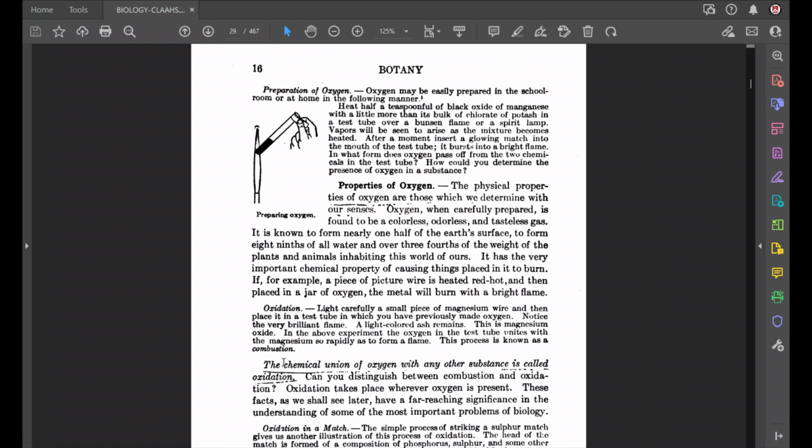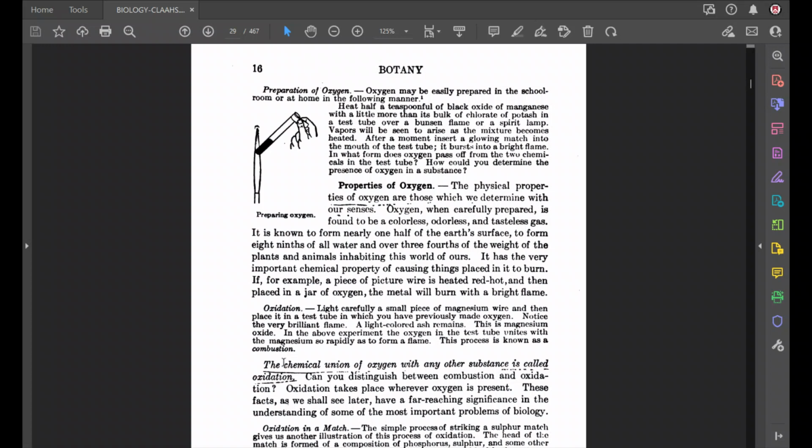It is known to form nearly half of the Earth's surface. It is known to form 8/9 of all water and over 3/4 of the weight of the plants and animals inhabiting this world. But it's colorless, odorless, and tasteless. How do we know it exists?